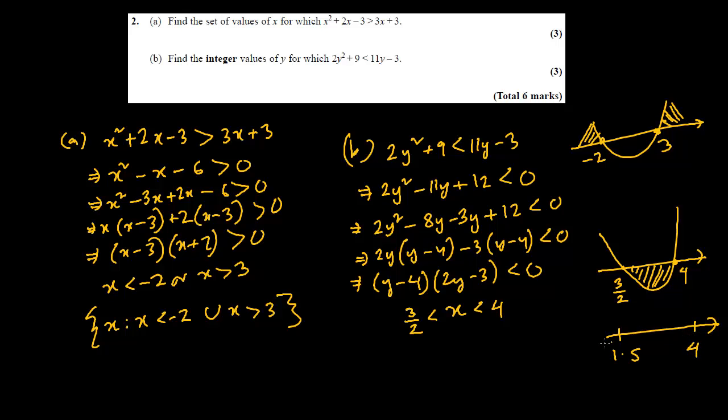So between these, it's not equal to 4, it's less than, so it has to be less than 4. That means it would be 3, 2, 1. That's it, so the integers would be x equals 1, 2, 3. No, wait a minute. 1 would not be included because it has to be greater than 1.5. So 1 would not be included. It would only be 2 and 3.